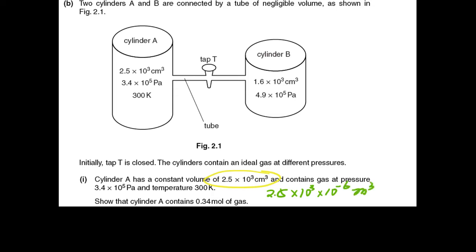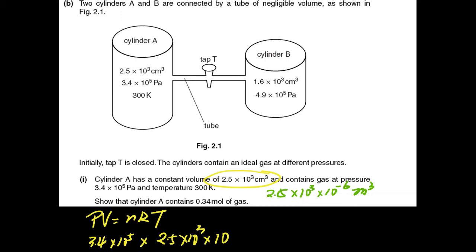And as it is an ideal gas, we have PV equals nRT. Pressure is 3.4 times 10 to the 5 times 2.5 times 10 to the 3 times 10 to the minus 6 cubic meter equals n times the universal gas constant 8.31 times T, 300. Solving this, we get n equals 0.34 mole. So cylinder A contains 0.34 mole of gas.